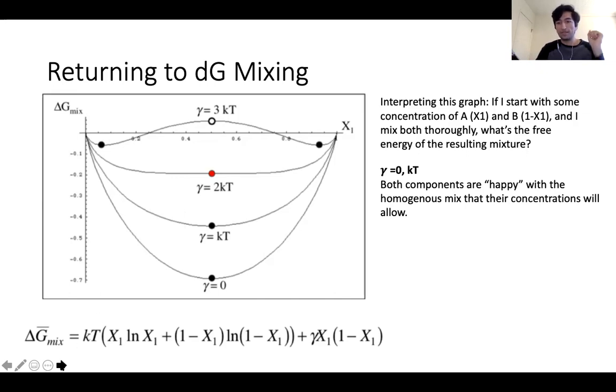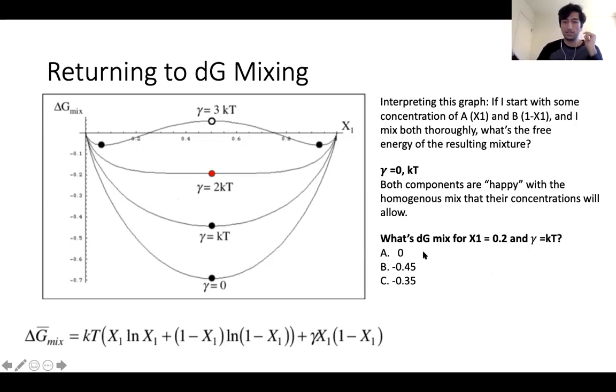And so just to make sure everyone's understanding this correctly, I have kind of a poll question for everyone, which you can respond to in the chat just by typing A, B, or C, depending on what you think the answer is. If you started off with an x1 of 0.2 and you had a gamma of kT, what would be the resulting free energy of mixing? Would it be 0, negative 4.5, or negative 0.35? You just type in the chat whatever you think the answer is. I hope everyone can see these numbers. Any thoughts on what the delta G of mixing would be?